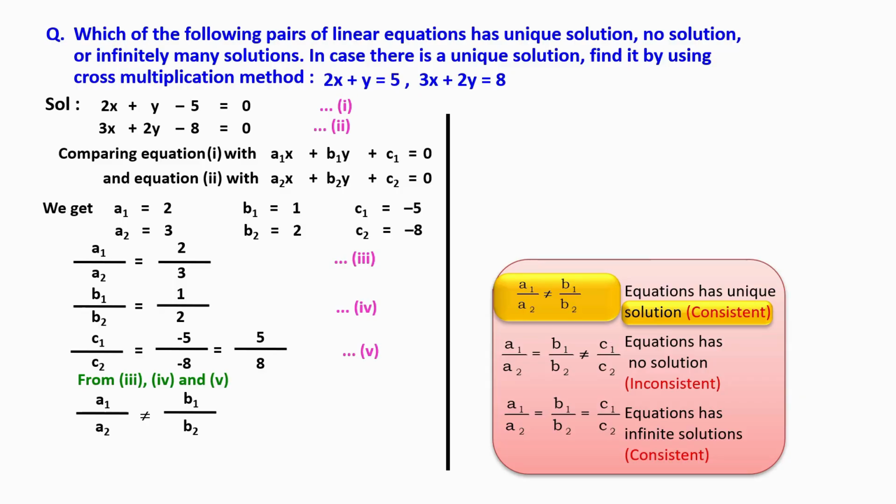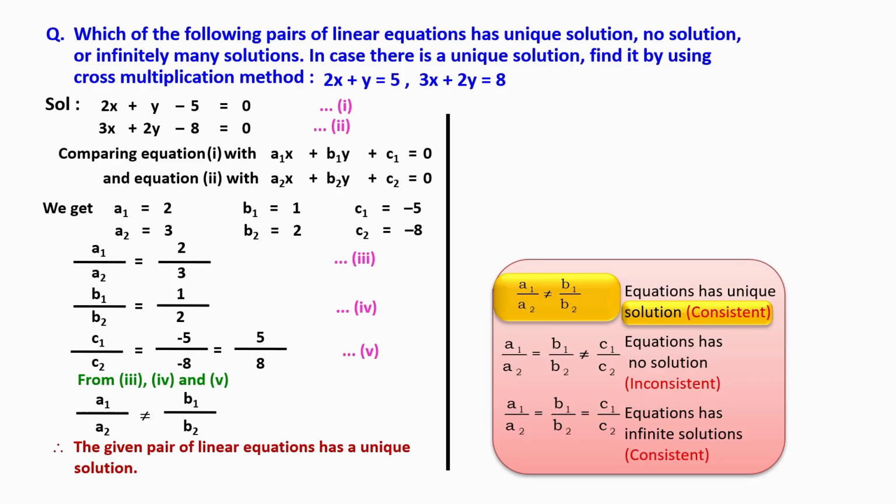Now, let us check the ratios. a1 by a2 is 2 by 3. b1 by b2 is 1 by 2. c1 by c2 is 5 by 8. Since these ratios are not equal, the equations have a unique solution. So, this is a consistent system.